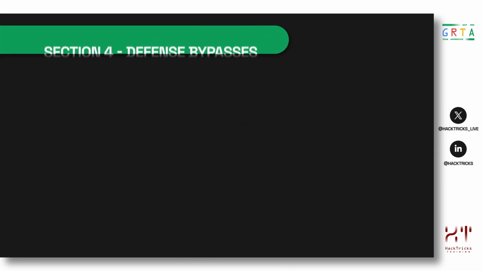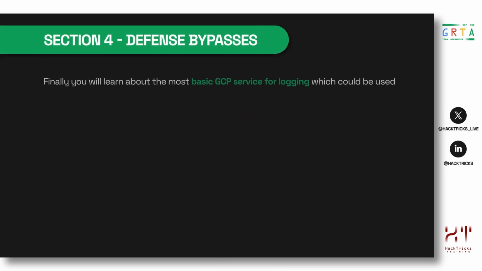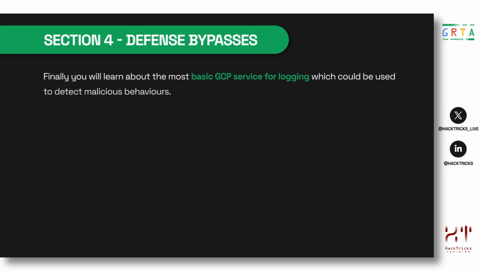And finally, in the fourth section of this certification, the last one, which is called Defense Bypasses, you will learn about the most basic GCP service for logging, which could be used to detect malicious behaviors. So during this lesson and during this section, you are going to be learning how the logging of GCP works, because this way it is possible to later create alerts or other GCP services in order to detect malicious behaviors.